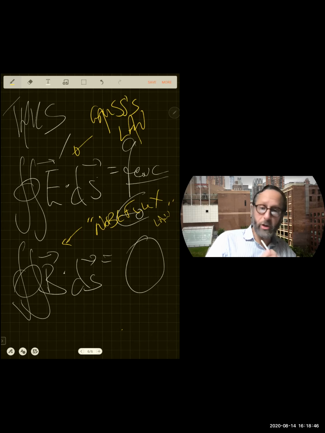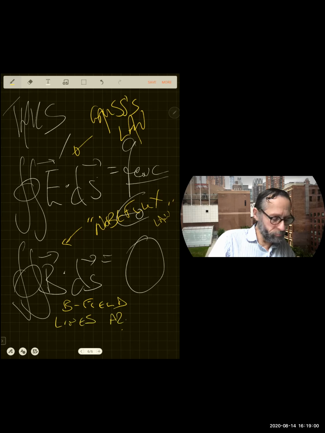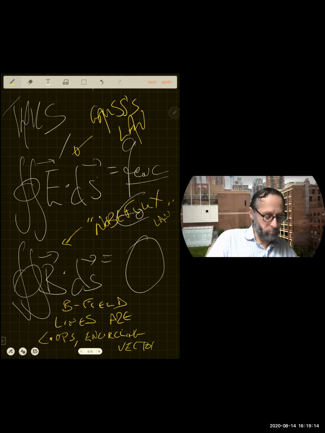They don't emanate from sources. They don't land at sinks. Magnetic field lines encircle vectors that go on forever, if you like. This is a powerful statement about magnetism. It means there's no magnetic monopole the way there is a such thing as an electrostatic monopole. But it's really powerful, but it's always true.